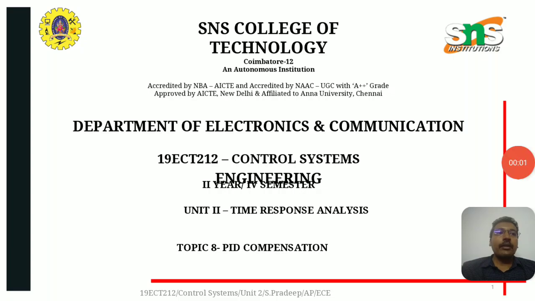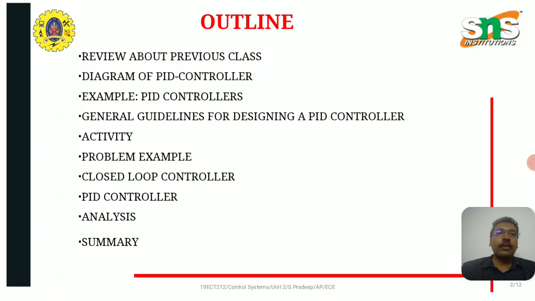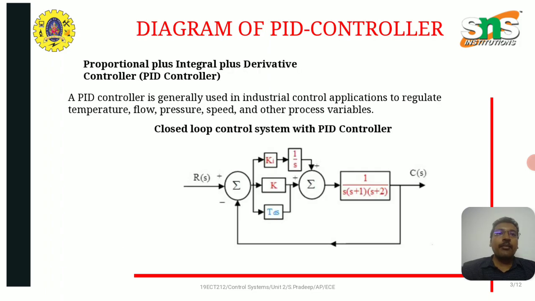Hi, today we are going to see about PID compensation, the proportional plus integral plus derivative controller, the PID controller. A PID controller is generally used in industrial control applications to regulate temperature, flow, pressure, speed, and other process variables. Closed loop control system with PID controller is shown in this figure.